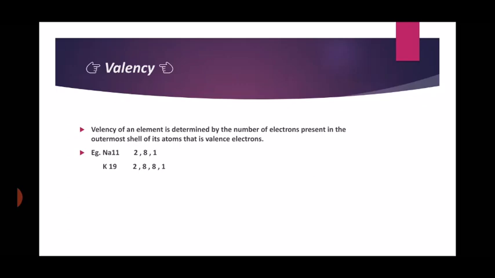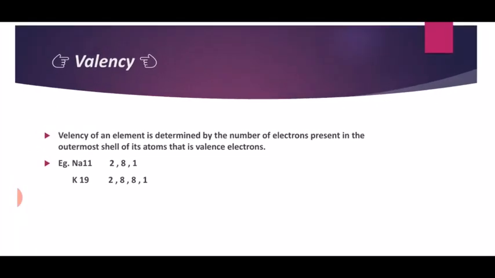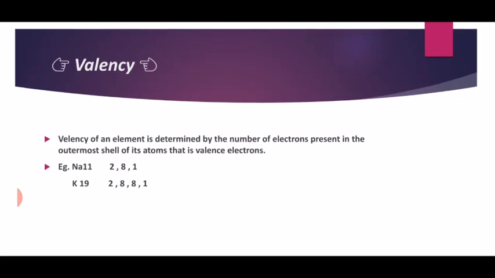Now the next topic is very important: valency. How do we define valency? The valency of an element is determined by the number of electrons present in the outermost shell of the atom. That is the valence electron. For example, sodium. What is the atomic number of sodium? We know that it is 11.